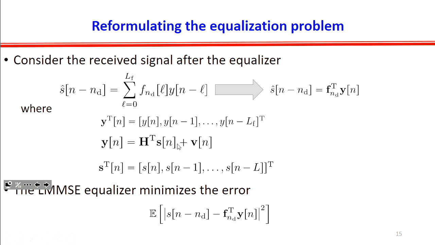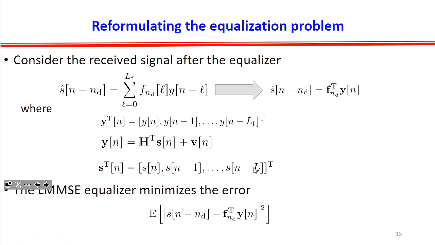Y of n is one sample, whereas here the bold-faced Y of n is a vector of samples. Similarly, the vector of S is defined over a length L. That has to do with the channel length. Lf is the equalization length. L is the channel length.